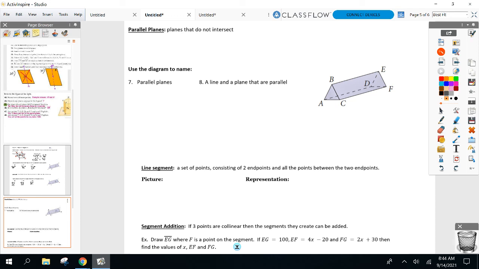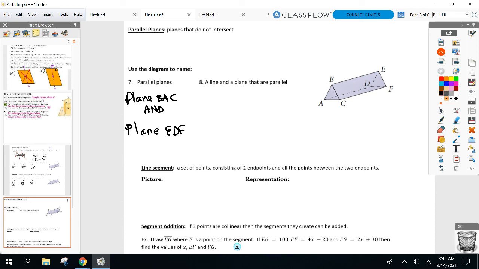Name it with 3 letters too. All right, remember, name a plane with 3 letters. Yep, you got the 2 triangles, right? Yeah, you got it. So plane BAC and plane EDF. Those are the only 2 on there I could have picked.